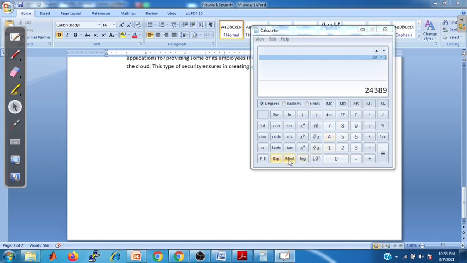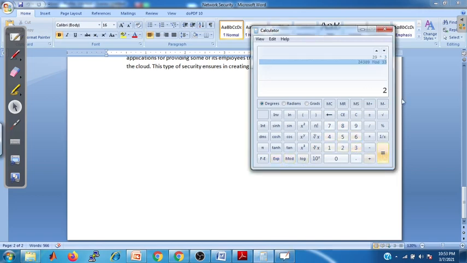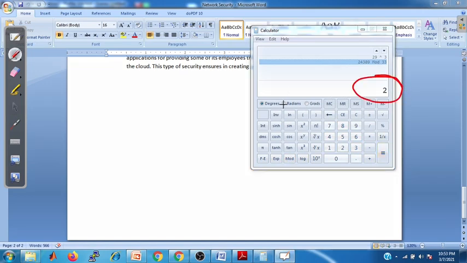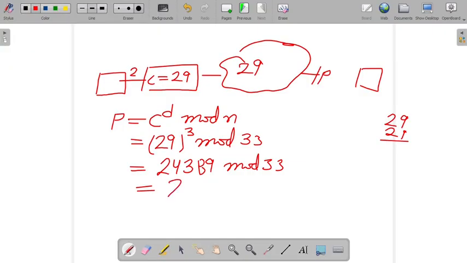So here I can take 24389 mod 33. You can look at it here. It gives the result 2. So move on to the slide, and here you get the 2. So here you get P is equal to 2 again. In this way it works. Here the public key was different, the private key was different, and you receive the 2.